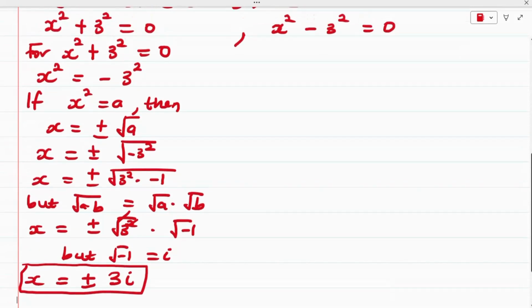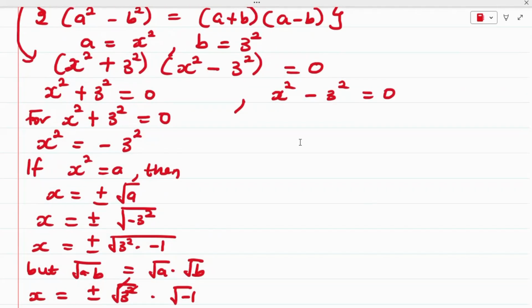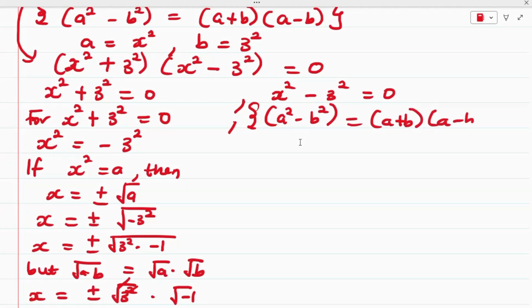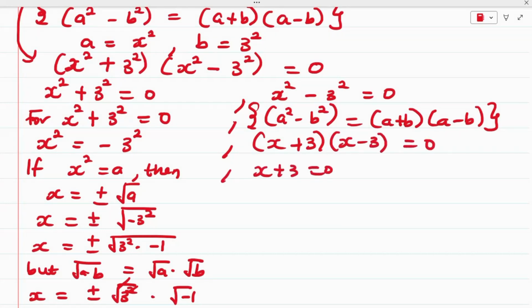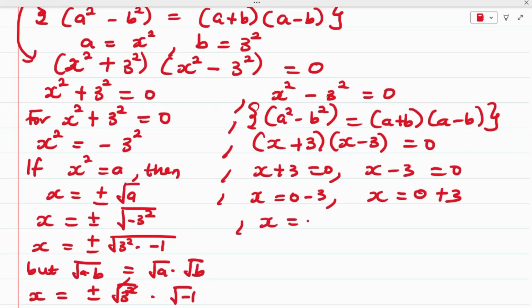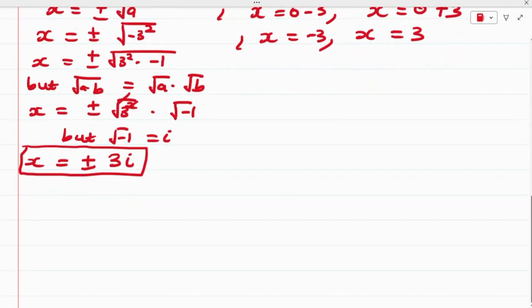Now for x squared minus 3 squared equals 0, we simply apply the property that says a squared minus b squared is equal to a plus b multiplied by a minus b. Applying this, we have x plus 3 multiplied by x minus 3, and this is equal to 0. So we have x plus 3 equals 0 and x minus 3 is equal to 0. So x is equal to 0 minus 3 and x is equal to 0 plus 3. x is equal to minus 3 and x is equal to 3. So we have all the values of x right here.